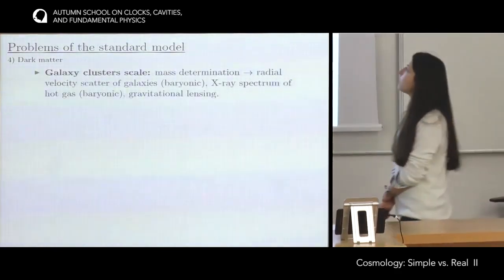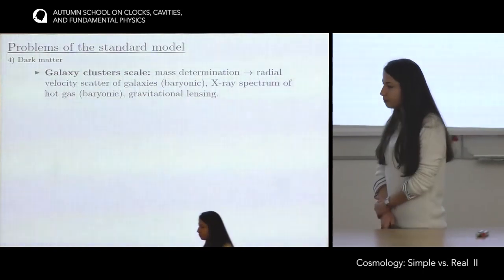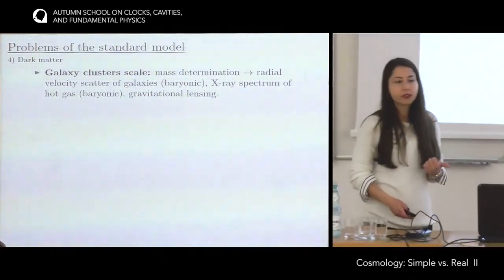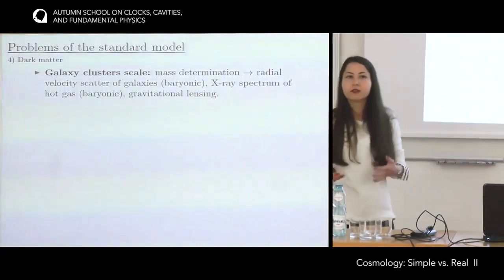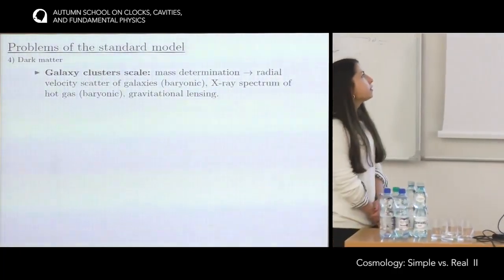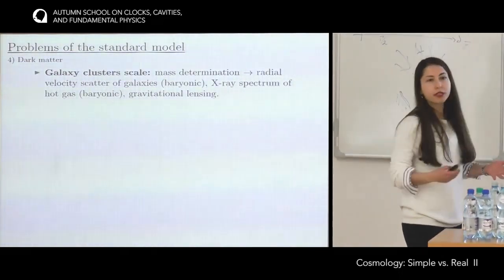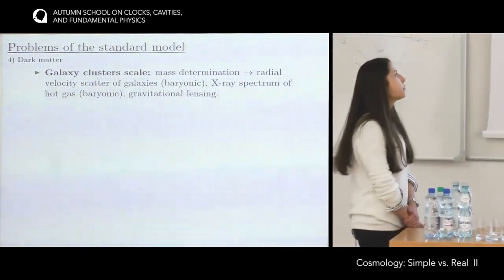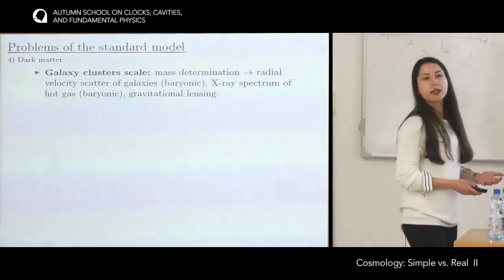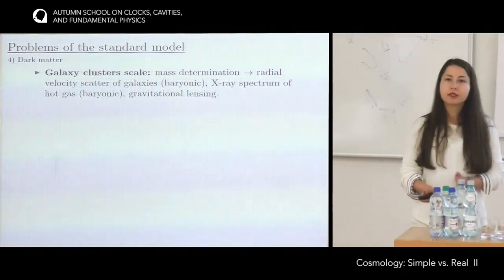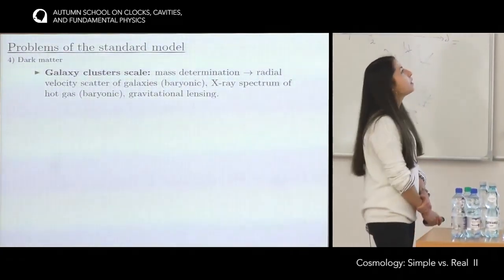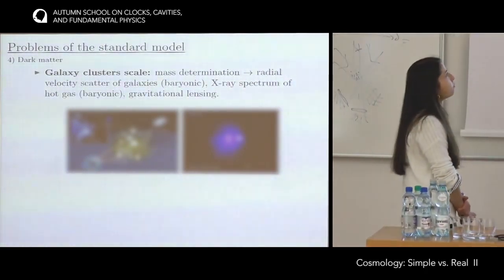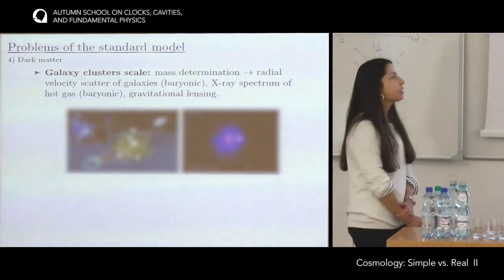And at the galaxy cluster scale, you can determine the mass via the radial velocity scatter of galaxies, and this gives you the baryonic matter. You can also use the X-ray spectrum of the hot gas, and you can do some gravitational lensing experiments. And at the galaxy cluster scale, the famous example that we give is the bullet cluster. And that is mostly obtained from gravitational lensing data.